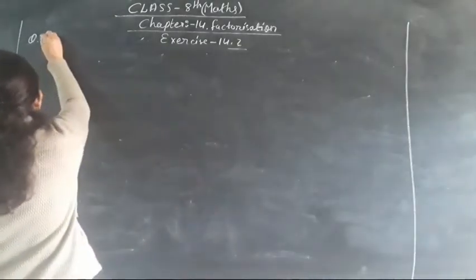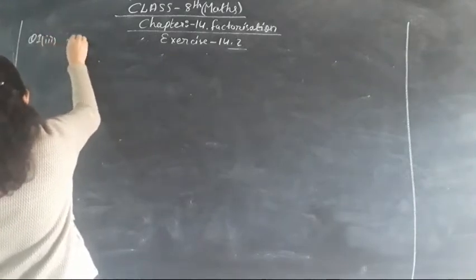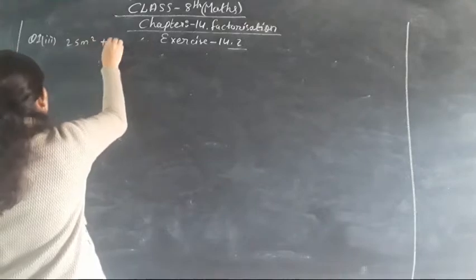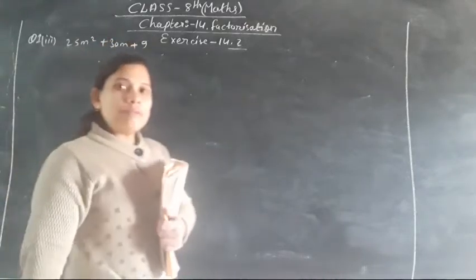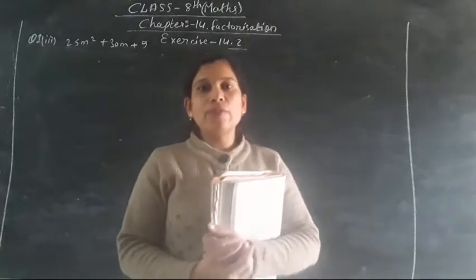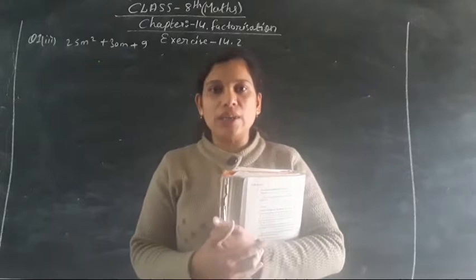Question number 3 of the first, 25m square plus 30m plus 9. This is the question we are having. Now I will tell you one more method with the help of which you can easily solve it. Sometimes you people can't split the middle term, isn't it?